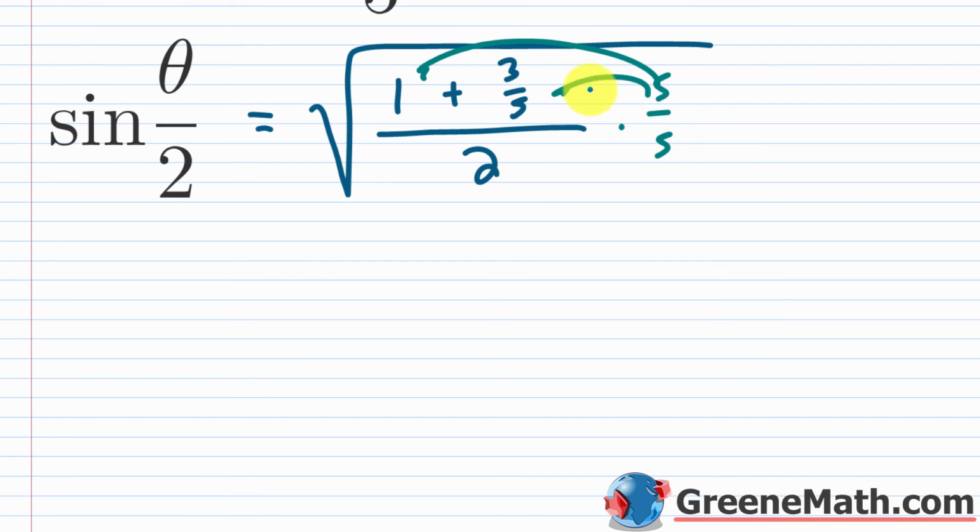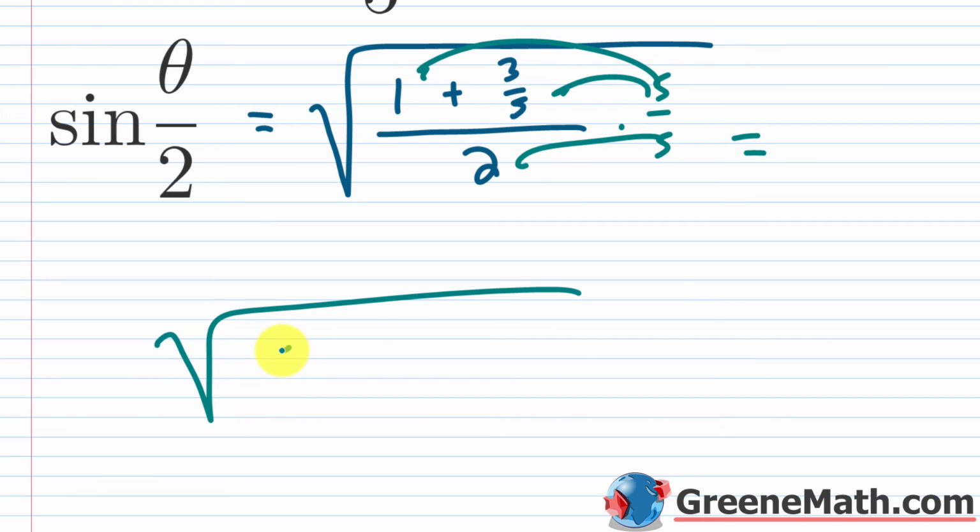So this gets distributed here. So we'll say this equals the square root of 5 times 1 is 5. And then plus 3/5 times 5 is just 3. Let's just say 5 plus 3 is 8 now. And then this is over 5 times 2, which is going to be 10. So for 8 over 10, they're each divisible by 2. Let's just go ahead and say that's going to be 4/5, right? 8 divided by 2 is 4. And then 10 divided by 2 is 5.